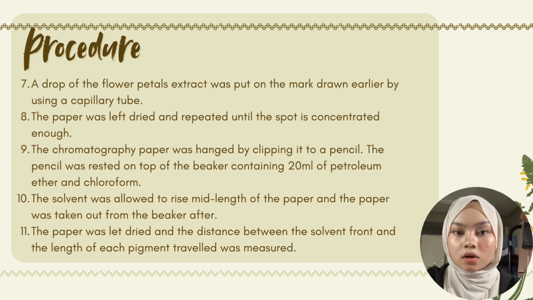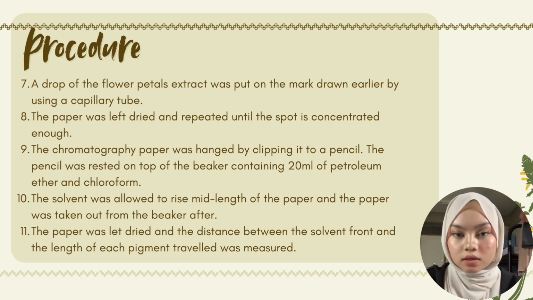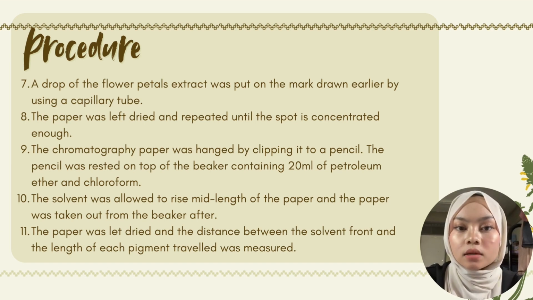First, a small drop of the hibiscus flower extract was placed on the marked spot on the chromatography paper using a capillary tube. This step was done slowly and carefully so that the spot did not spread too much after placing the drops. The paper was left to dry. This process was repeated a few times until the colors on the paper became more concentrated and clearly visible.